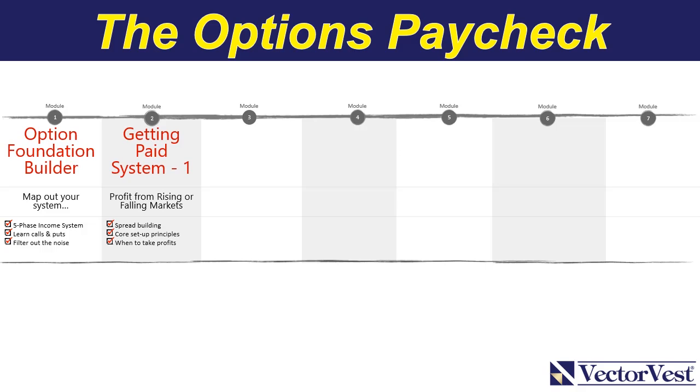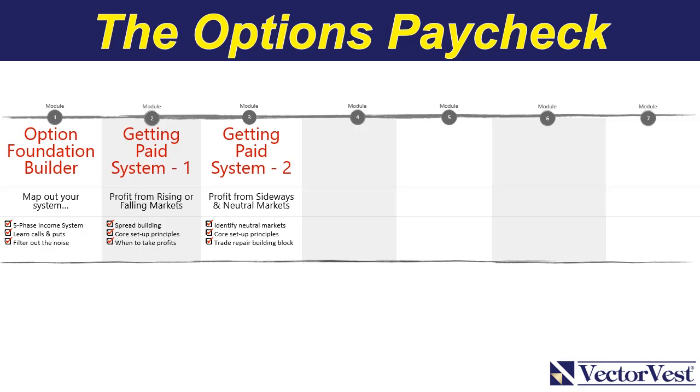The outcome here is you'll know how to combine calls and puts to create income trades that have a high probability of success. Then in Module 3, it's about getting paid when the market moves sideways, because sideways markets can be very frustrating if you don't know what to do. The outcome here is you'll know the most powerful neutral market income trade available. In Module 4, you'll learn how to identify the best trading opportunities and when to trade them.